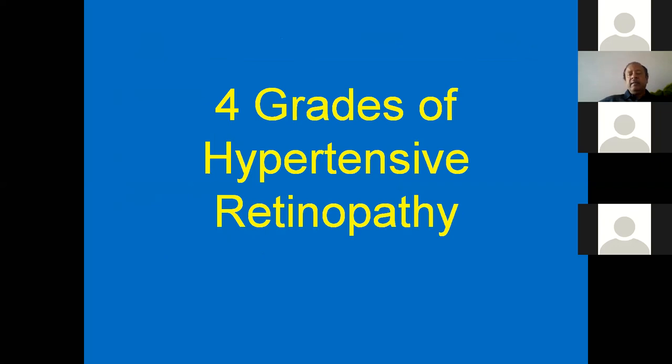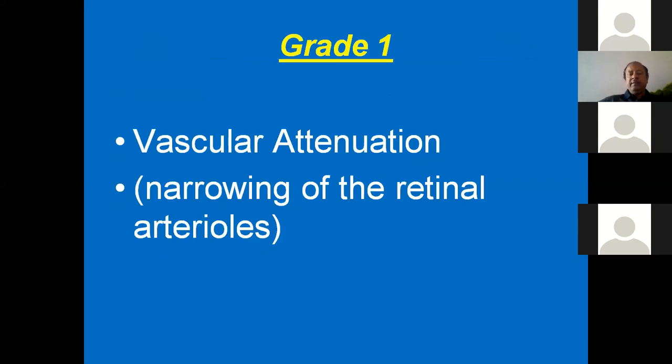Next, classification of hypertensive retinopathy. It is divided into 4 grades according to the severity of hypertensive retinopathy. Grade 1. In this grade, there is simply narrowing of the retinal arterioles. This is called vascular attenuation.